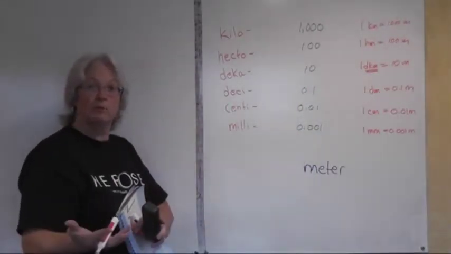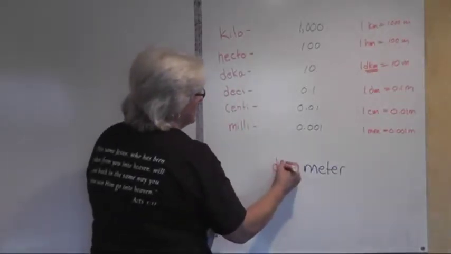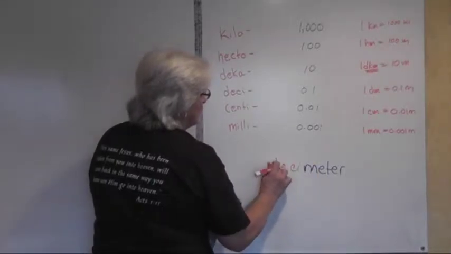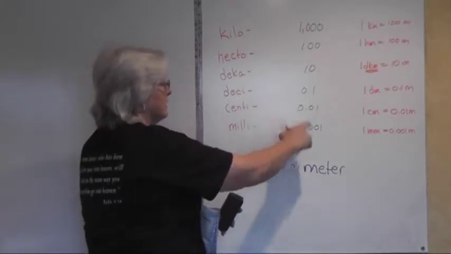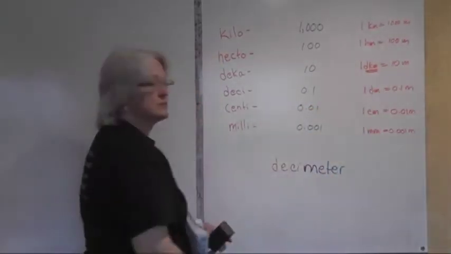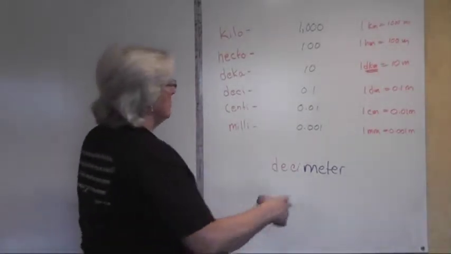So based on what we've been talking about so far, a decimeter, if we put that in front here, that should mean 1/10 of a meter. Deci is 1/10 meter. Sure enough, 1 dm is 0.1 meters, which is 1/10 of a meter. What do you have next?